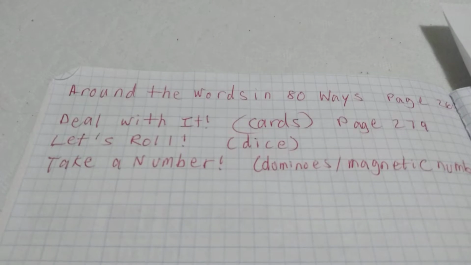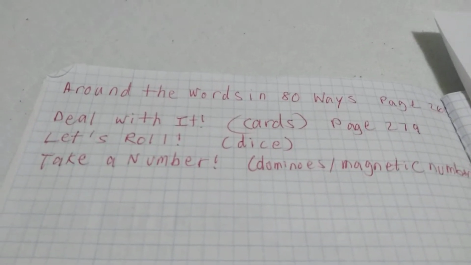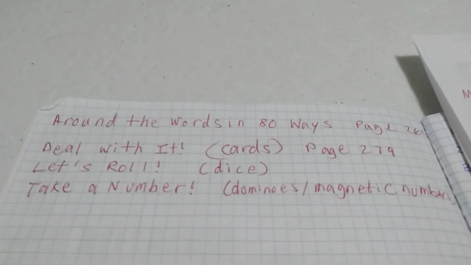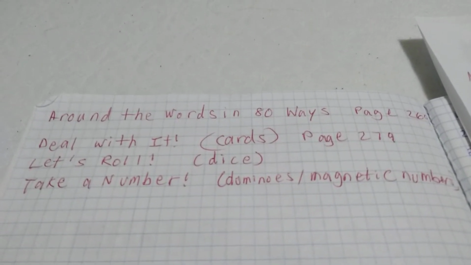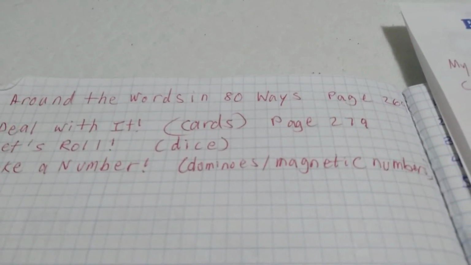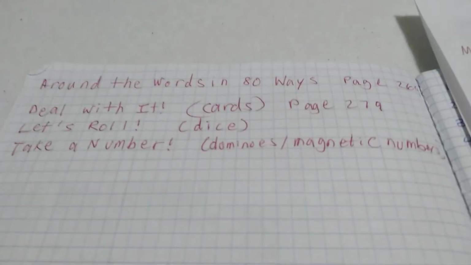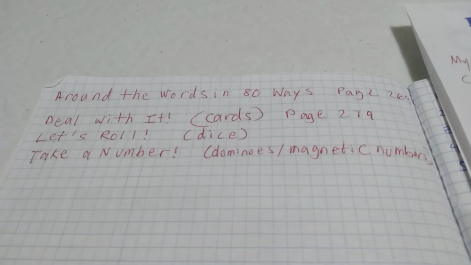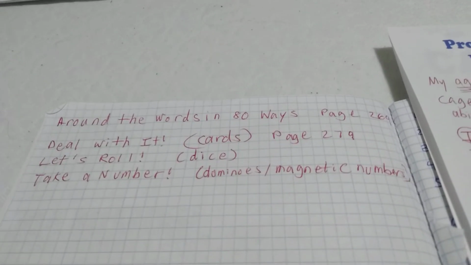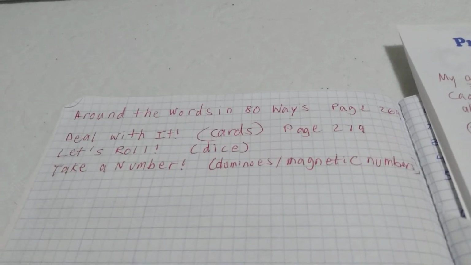Capital Let's Roll, exclamation point. That's going to be using dice from 1 to 3 dice, depending on what grade levels you work with or what ages or ability. And the last one, also on page 279, is Capital Take a Number, exclamation. And this can be done with either dominoes, where you write combinations of sentences. Like if you have a 6 and a 4 on the domino, you have to write two sentences that relate to each other, one with 6 words and another with 4 words. Or there's also those little cheap magnetic numbers you can get at a toy store or at Dollar Tree, and they have the numbers 0 through 9.